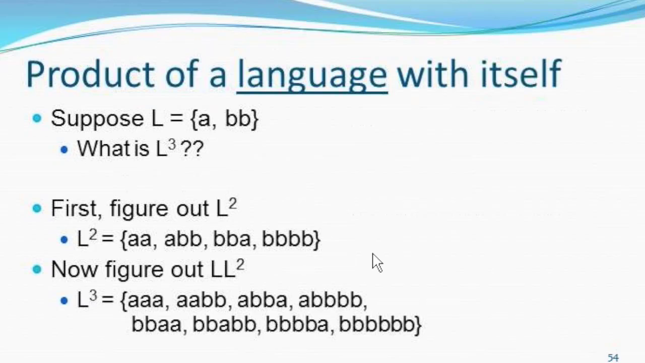And then I would figure out L cubed, right? L times L squared, by taking A and putting it in front of all these elements, and then taking BB and putting it in front of everything in L squared. So here's my final answer for L cubed.